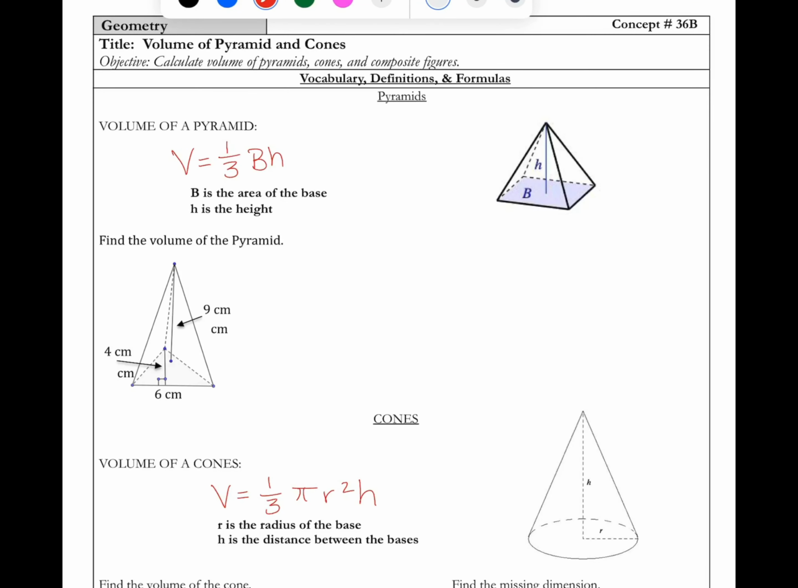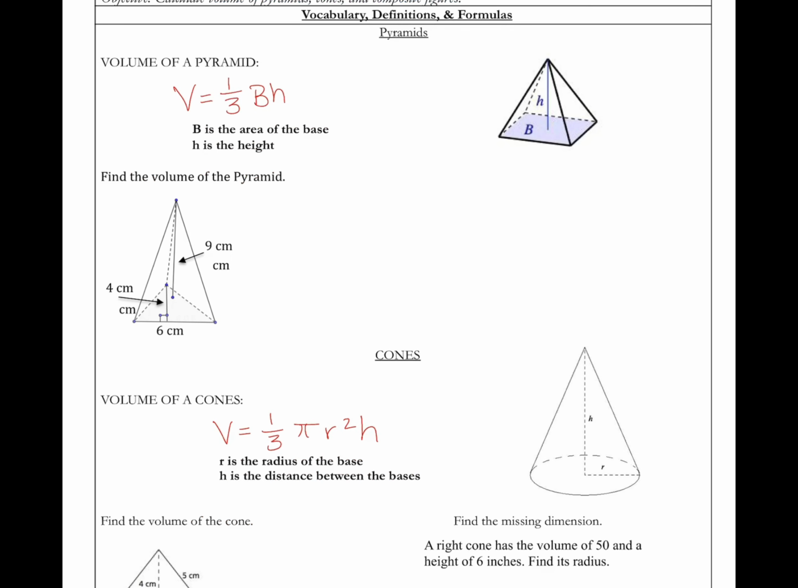Concept 36B is all about the volume of a pyramid and cones. Volume of a pyramid is equal to 1/3 times capital B times H. Now, this part is very important. Capital B in this situation stands for the area of the base. So in order to find capital B, we have to do a little calculation. We actually have to find the area of our base.